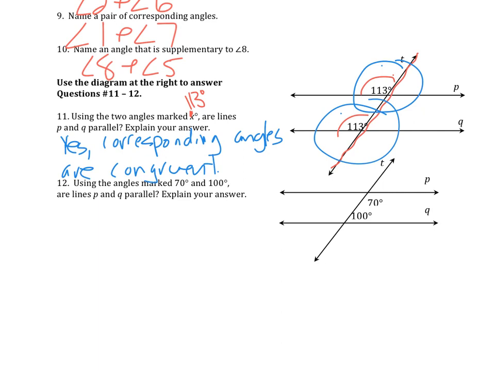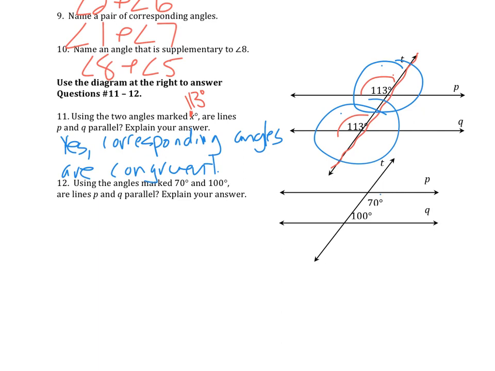You have to have all three of those. Yes or no, the angle relationship, and what the angle relationship has to be. Okay, so we said yes, they're corresponding angles and they are congruent. That makes them parallel.